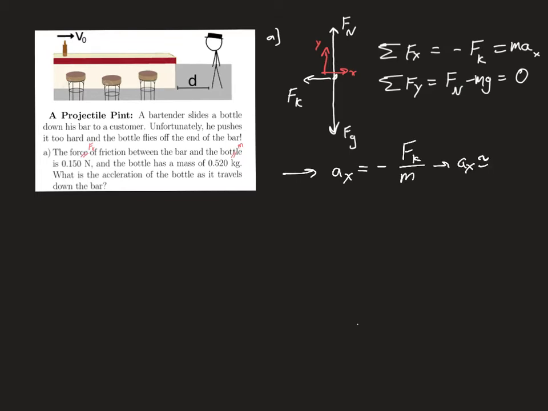And that gives me an acceleration of minus 0.29 meters per second squared. You can see that it's negative. That makes sense because the bottle is slowing down. After the bartender slides it across the bar, there is a frictional force in the negative x direction slowing the bottle down, and so we would expect to see an acceleration which is negative, which we indeed do. Okay, great. Let's go on to the next part.